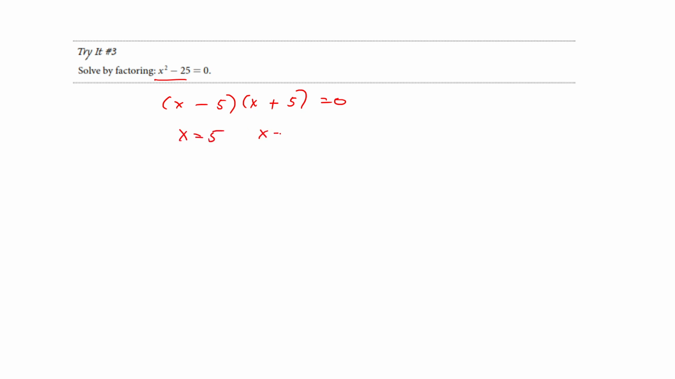I'm going to jump ahead here. Do you see how, if I set them individually equal to 0, this is what I would get as my two solutions.